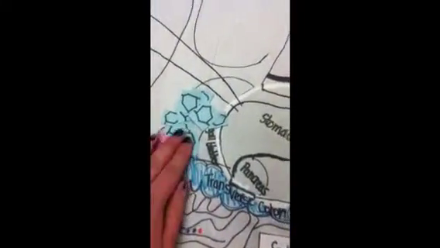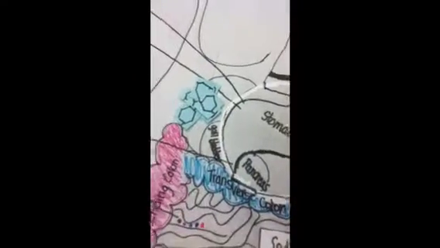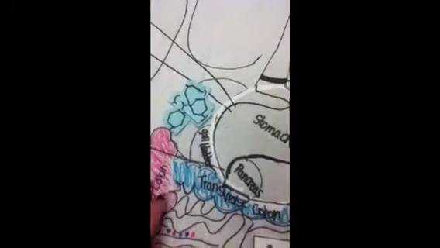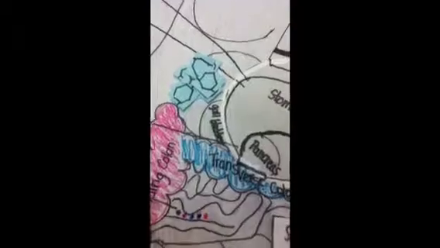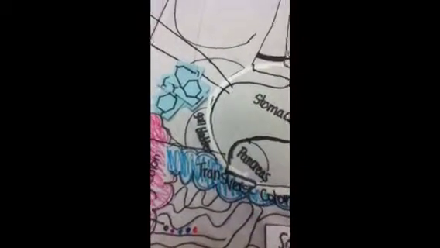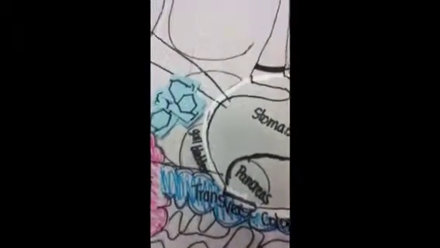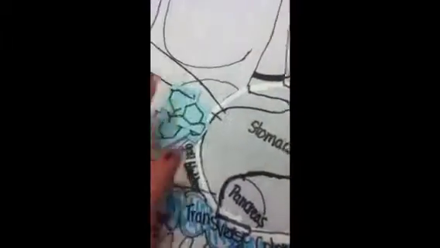If the blood sugar is high, the pancreas will release insulin. Insulin will cause the liver to store glucose as glycogen. When the blood sugar drops again, the pancreas will release glucagon. Glucagon will go to the liver to release the glucose into the bloodstream.